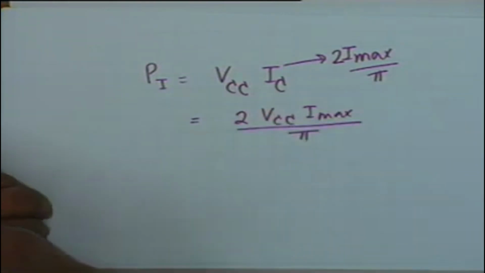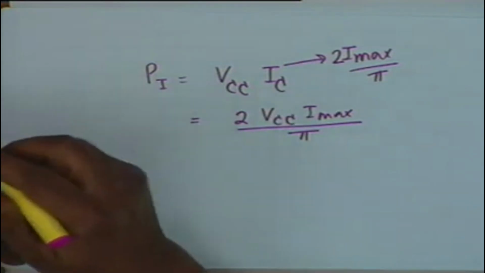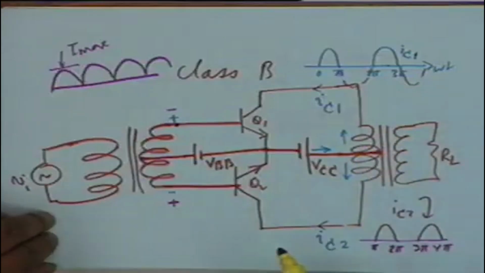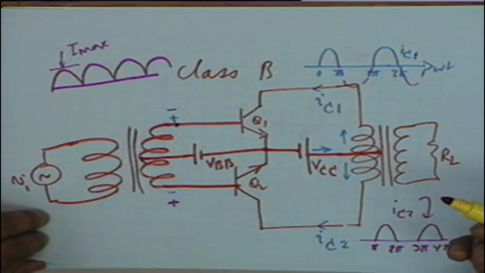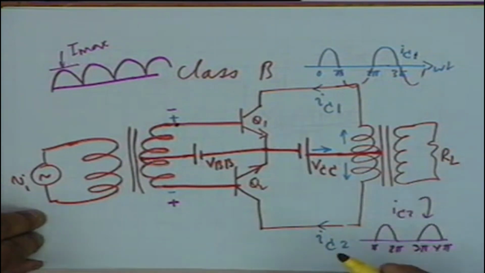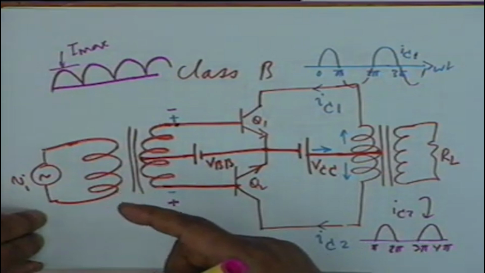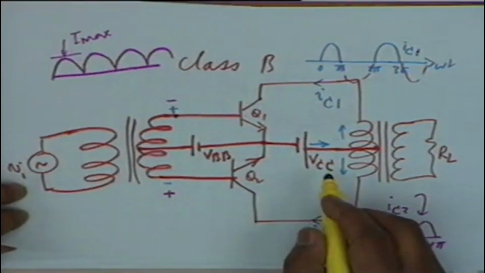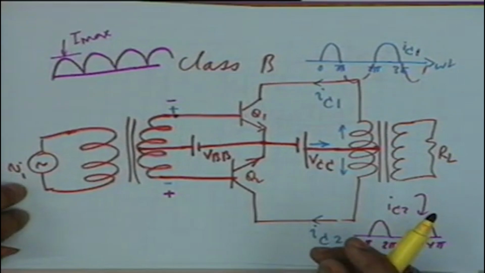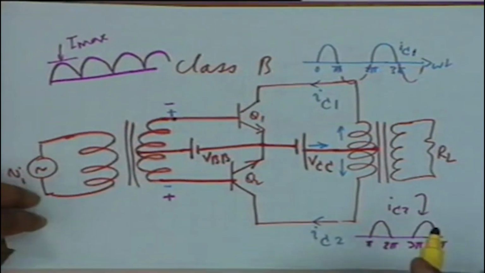What is the relation between VCC and Vmax? If you look at the circuit again, is there any drop here in the transformer? No, and therefore VCC must be the Q point. The DC load line is a vertical load line. Agreed? And therefore, VCC is equal to Vmax? No, it is not clear.